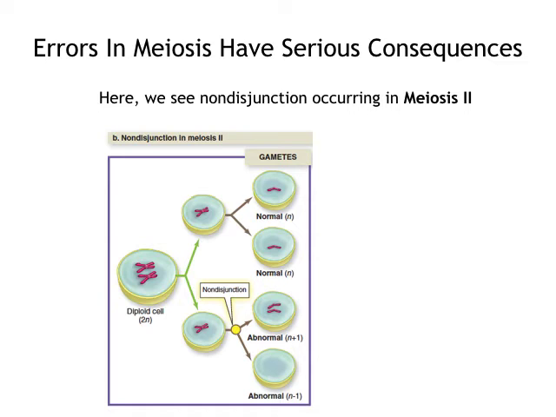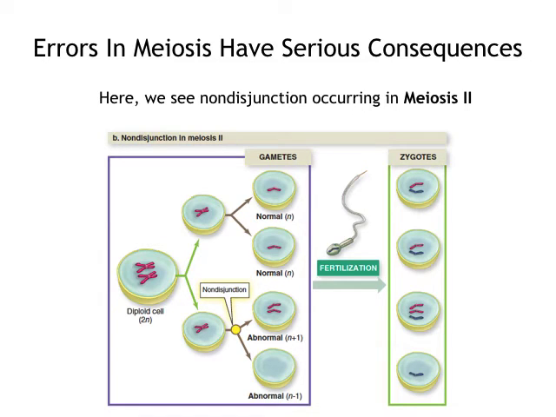The chromosomes don't separate. So you end up with one abnormal cell that has a full set of chromosomes plus 1, n plus 1, and the plus 1 here would be chromosome 21. So it has two chromosome 21s, and the cell on the bottom has a full set of chromosomes minus 1. It has 22 chromosomes because it's completely missing chromosome 21.